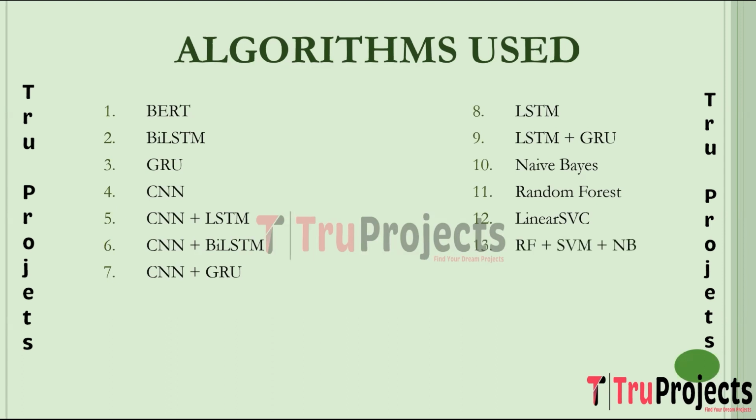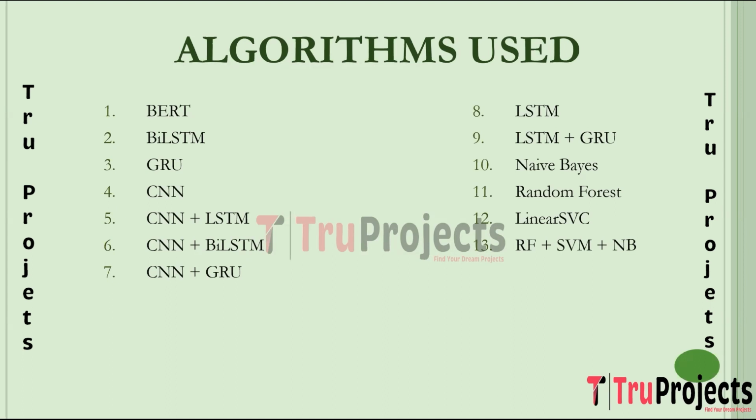Coming to random forest with SVM with naive Bayes, it is an ensemble of random forest, support vector machine, and naive Bayes. This ensemble model combines the predictions of random forest, support vector machine, and naive Bayes model for a more robust final prediction. The ensemble leverages the strengths of multiple algorithms, aiming to improve overall predictive performance by combining diverse models.